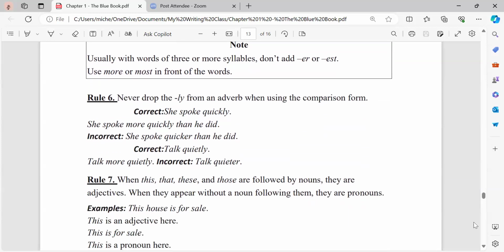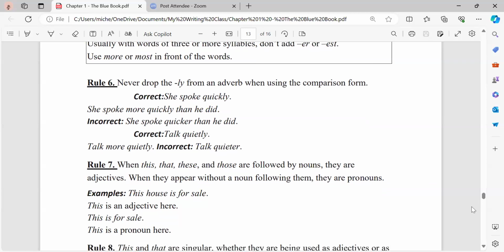And now we are on to rule number 6. I hope all of you can follow. If I talk too fast, please let me know. I'm trying to slow down. And also, if you have any questions, feel free to ask.